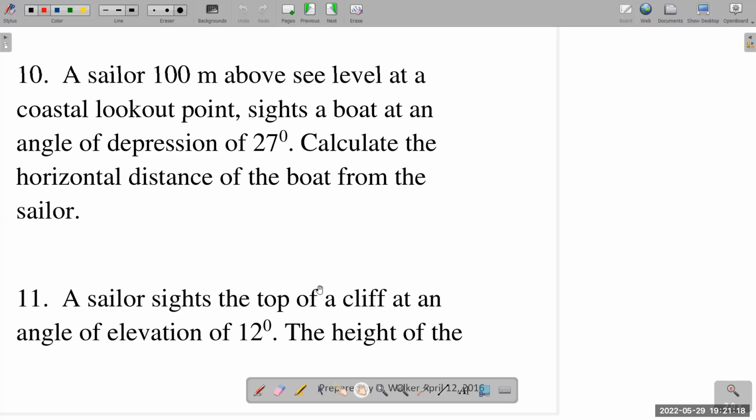All right. A sailor 100 meters above sea at a coastal lookout point sights a boat at an angle of depression of 7.27 degrees. Calculate the horizontal distance of the boat from the sailor. So let me look at this now.